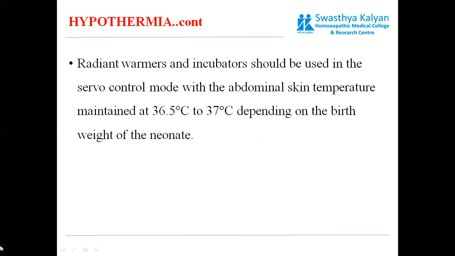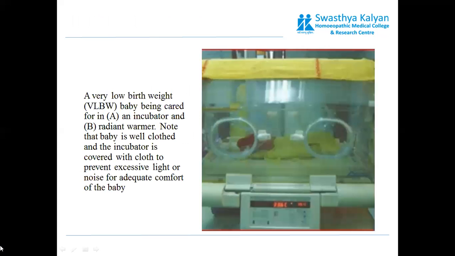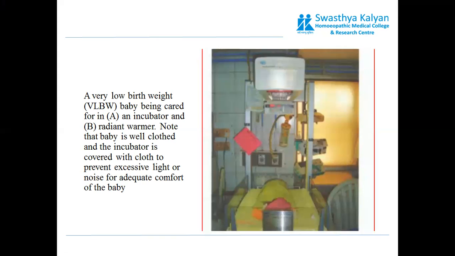So this was about the incubators and the radiant warmers. Now we will see how they look. A very low birth weight baby being cared for in the incubator. This is the incubator, a closed, transparent acrylic cabinet. You can see the baby is well clothed and the incubator is covered with a cloth to prevent excessive light or noise for adequate comfort of the baby. This is the incubator. In the next slide, we will see the radiant warmer.